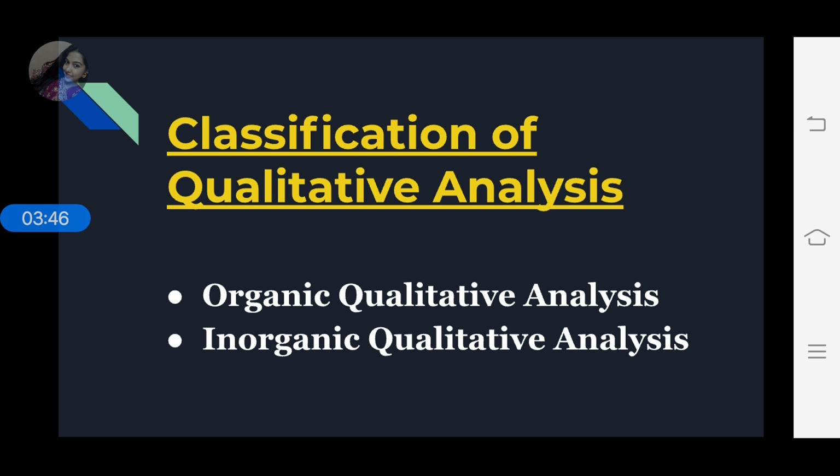Then next, let us see the classification of qualitative analysis. We are not going deep with this part. So there are organic qualitative analysis and inorganic qualitative analysis. Now you might be performing this kind of practicals in your lab, so you might be having a fair idea, not discussing in detail.